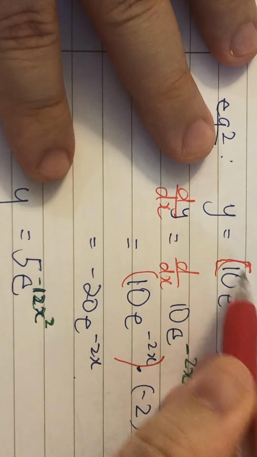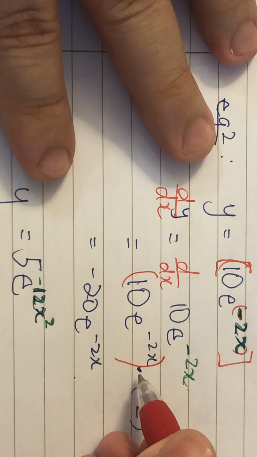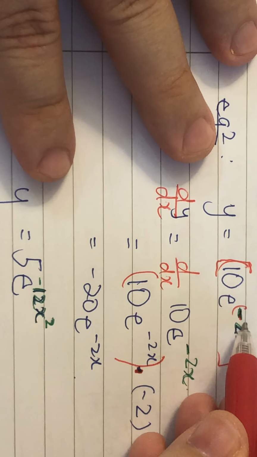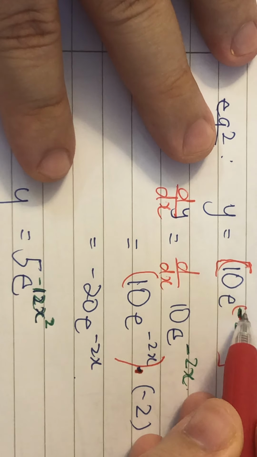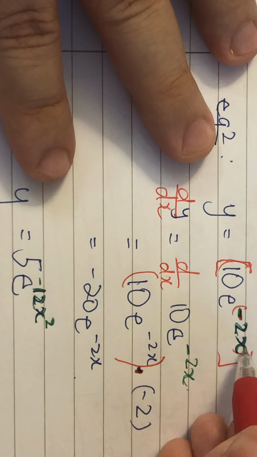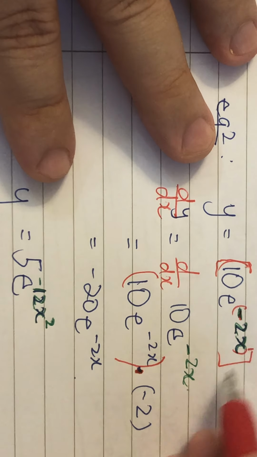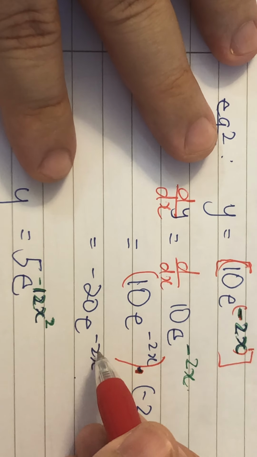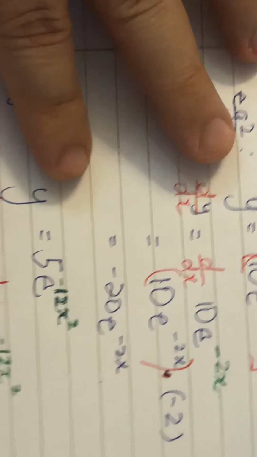Can you see that this is just photocopied and put here? Exactly the same. But I need to multiply by the inner function now. The inner function is minus 2x. So I bring down the 1, 1 times minus 2 is minus 2. x to the power 1, the 1 minus 1 is 0. Anything to the power 0 is 1. So the answer is just minus 20 e to the power of minus 2x. That's all. Okay, I give you another example.